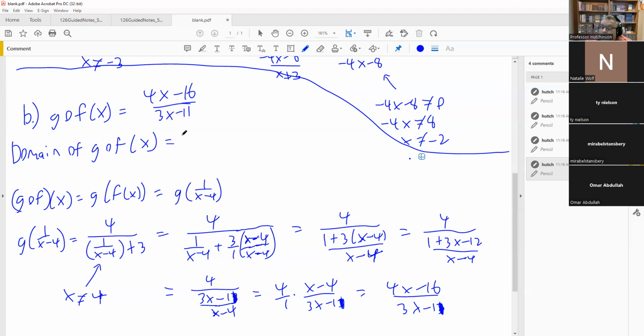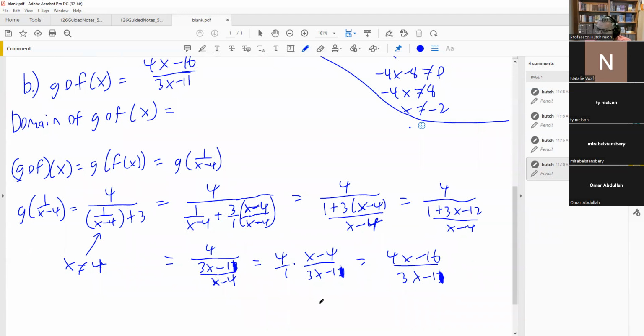The domain we want to do with interval notation. So 4 is not included. And then also what's going to happen is if you take 3x minus 11 is not equal to 0 and you solve for that, you're going to get x is not equal to 11 thirds. So I know that 4 and 11 thirds don't work. 11 thirds is smaller than 4, because if it was 12 thirds, it would be 4. So it's 11 thirds, so I know it's slightly less than 4.